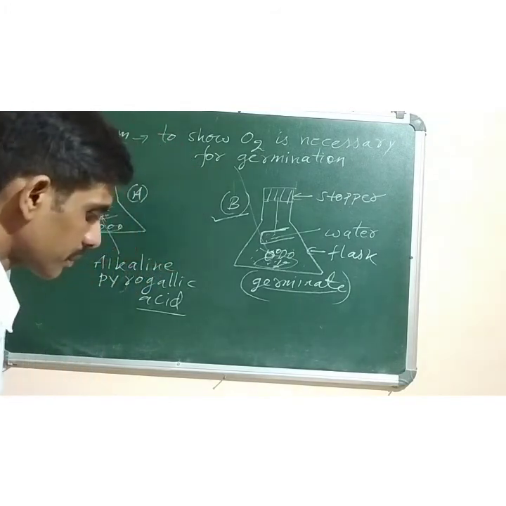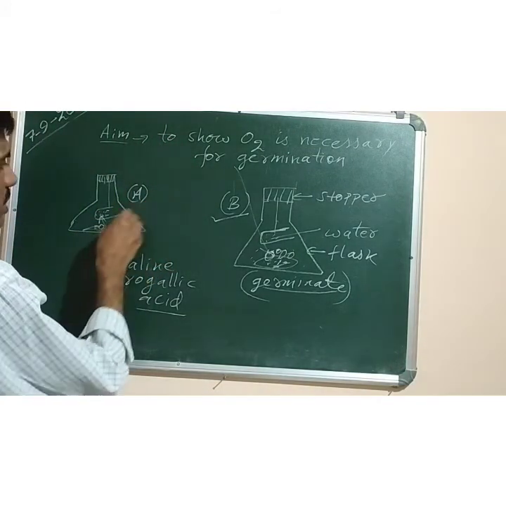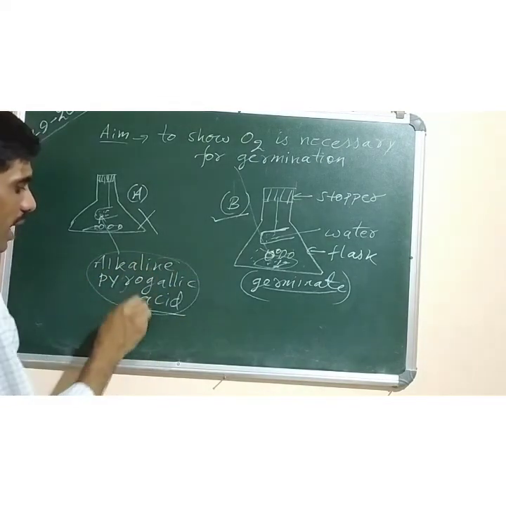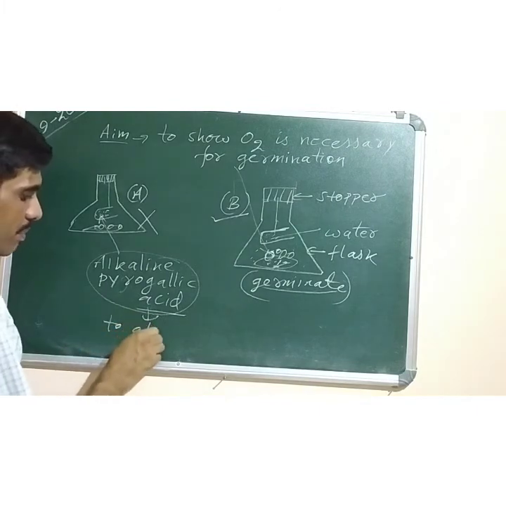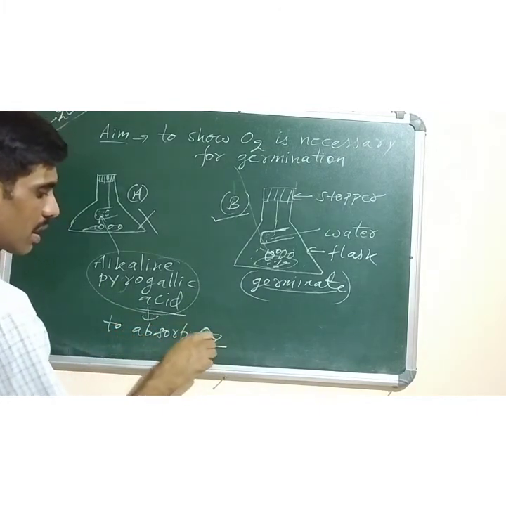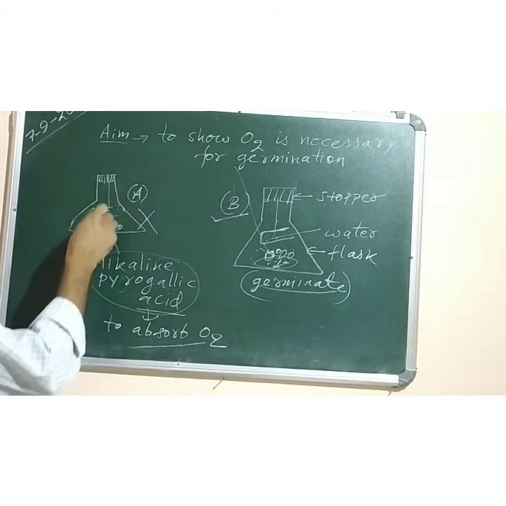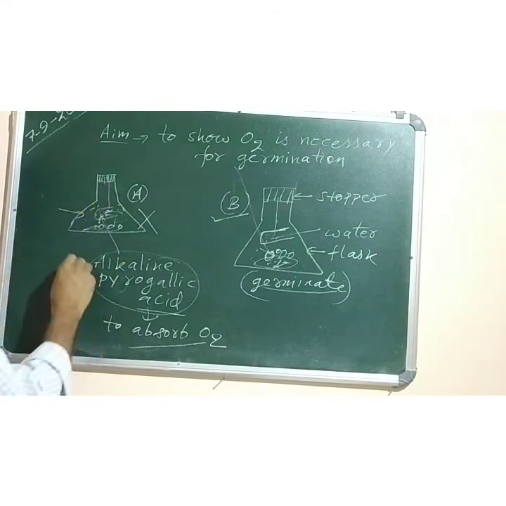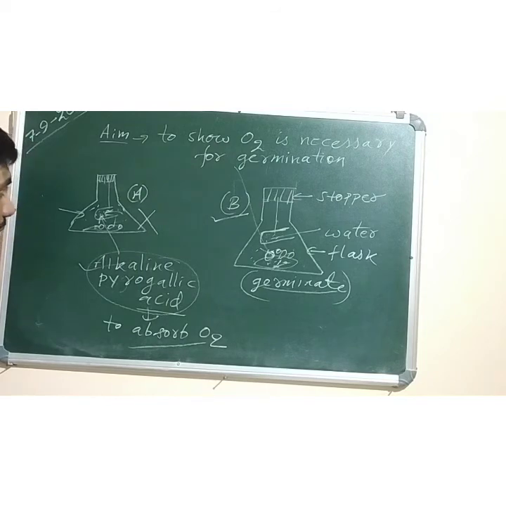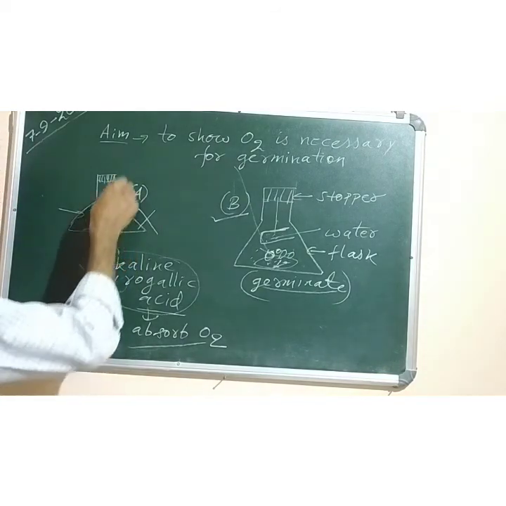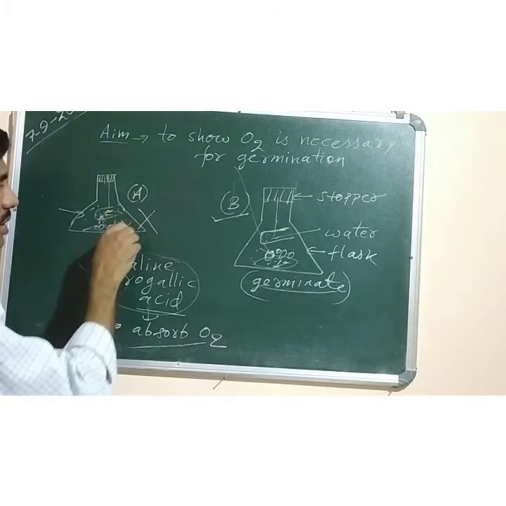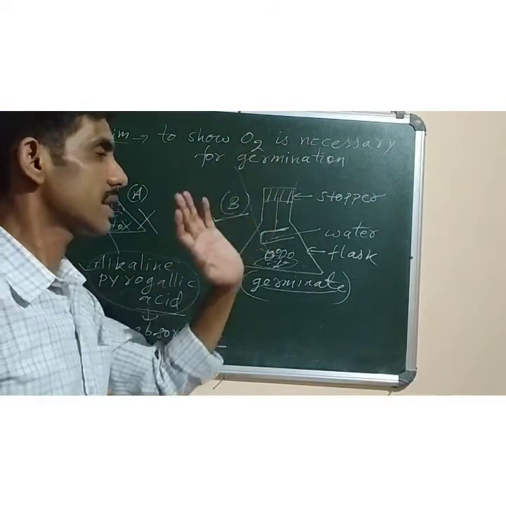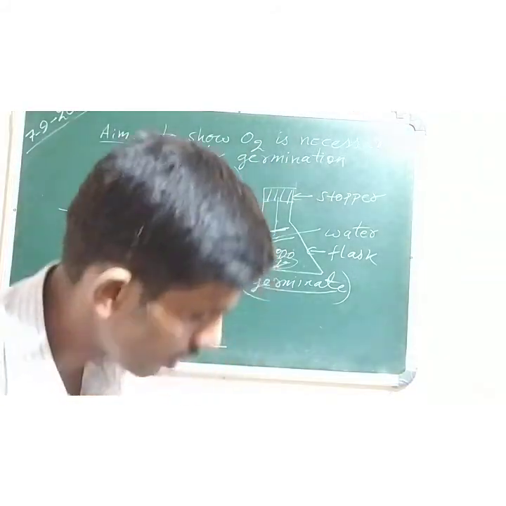Okay, now in flask A there is no germination of seeds. Seeds will fail to germinate. Why? Because the function of this alkaline pyrogallic acid is to absorb oxygen. Whatever oxygen is present inside this flask, it will be absorbed by this chemical. Means there is no oxygen inside this flask. So this seed will get the water, it will get the sunlight, but no oxygen. No oxygen means no germination. So from this experiment, we conclude that oxygen is necessary for germination. Hope you have understood. Okay.